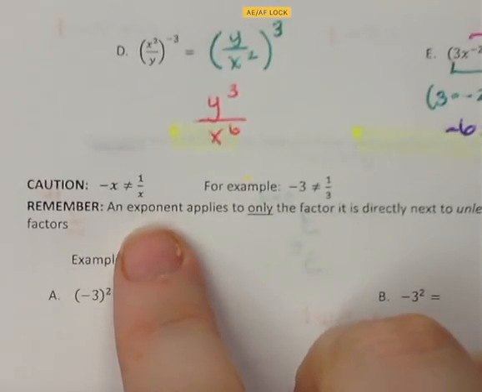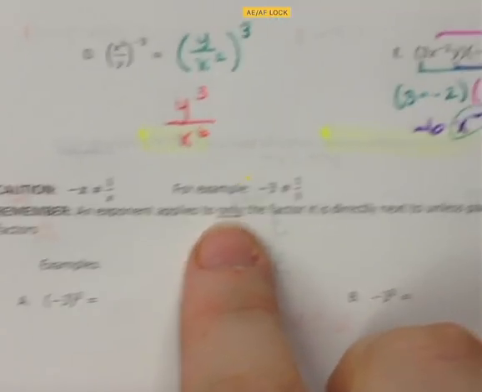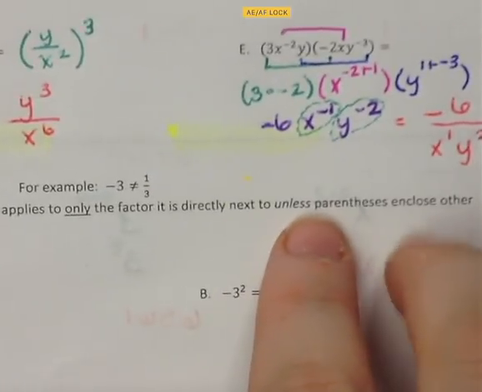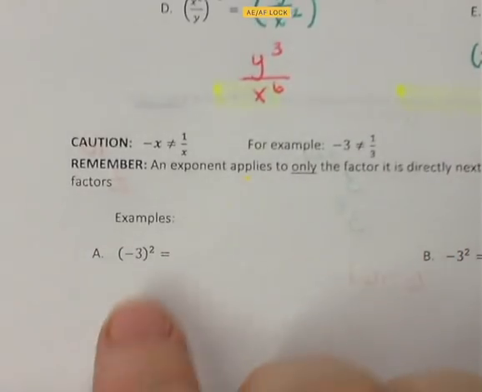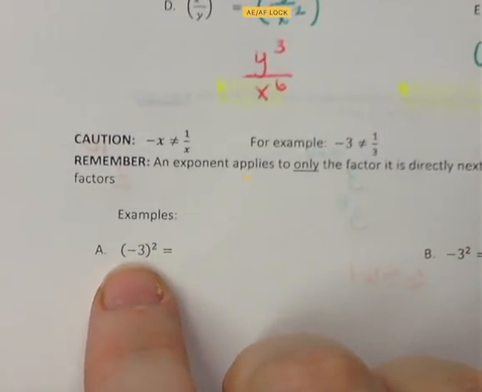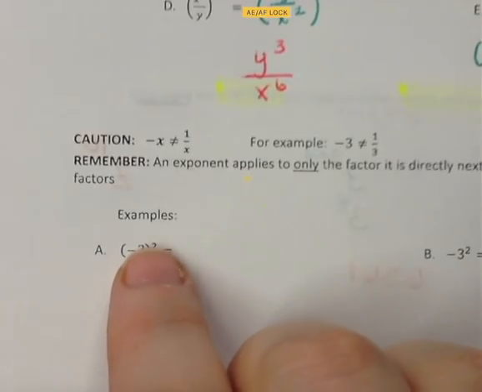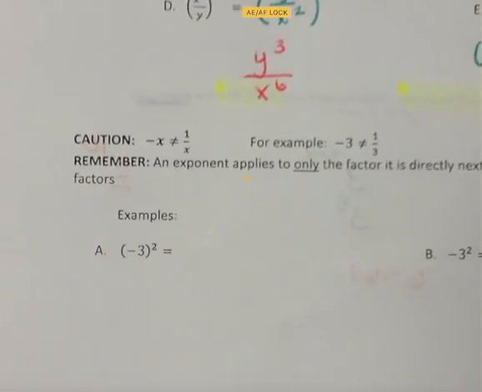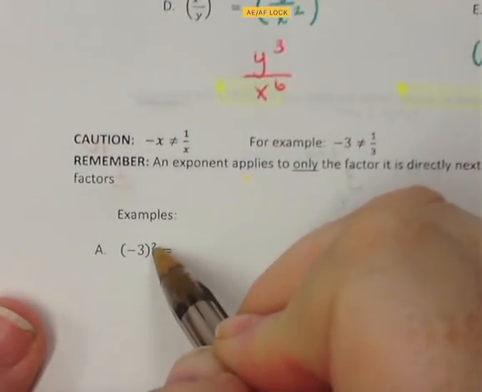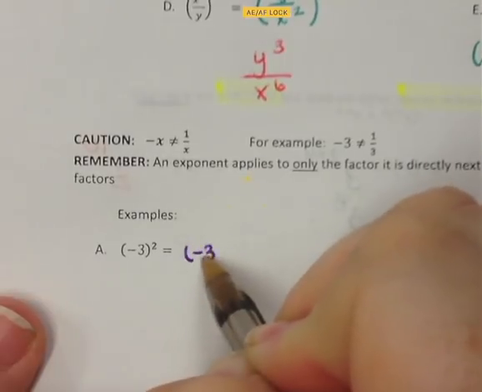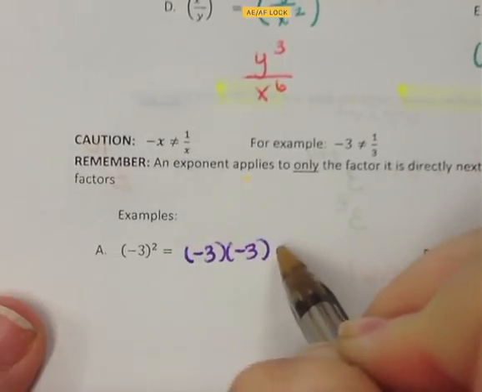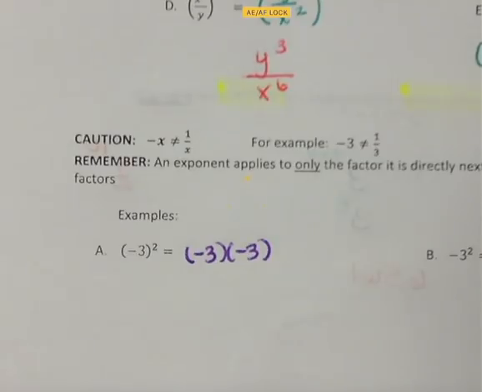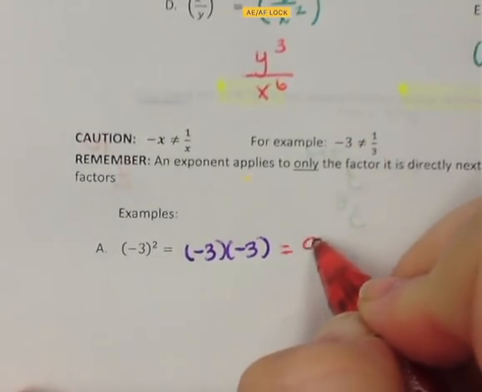So please remember that an exponent applies to only the factor it is directly next to, unless parentheses enclose other factors. So for example, this is what I was talking about earlier with the parentheses. The square is attached to the parentheses. So the entire set of parentheses is squared. That means that entire set of parentheses is multiplied by itself. So squared means you write it twice. So it's that negative 3 times a negative 3. Negative times a negative is a positive. That's equal to a positive 9.